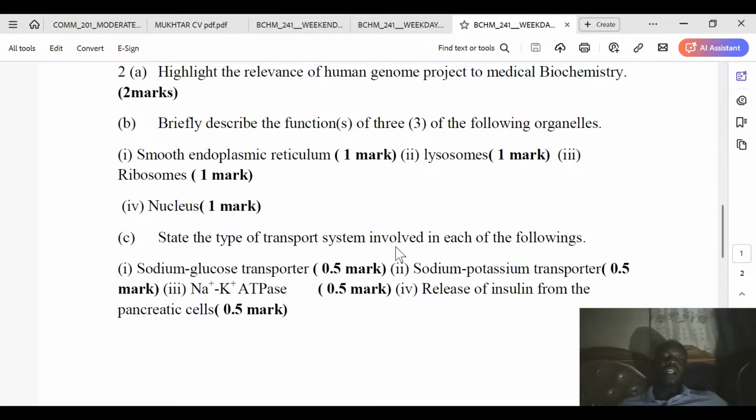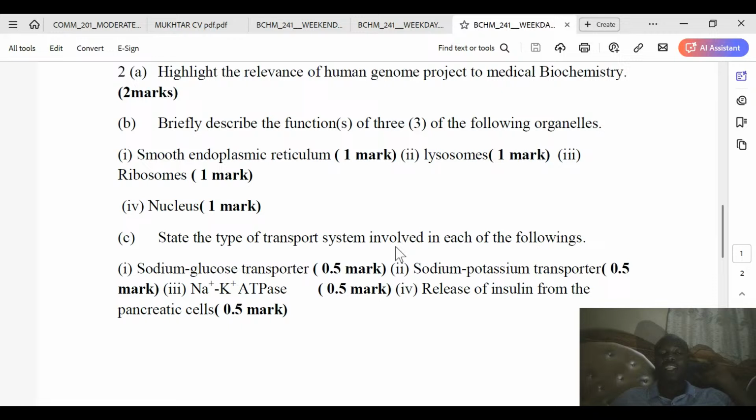So you see, state the type of transport system involved in each of the following. Roman figure 1, sodium glucose transporter. If you check the types of transport systems across the cell membrane, in the case of the sodium glucose transporter, it is a transport system in which both sodium and glucose get into the cell simultaneously.